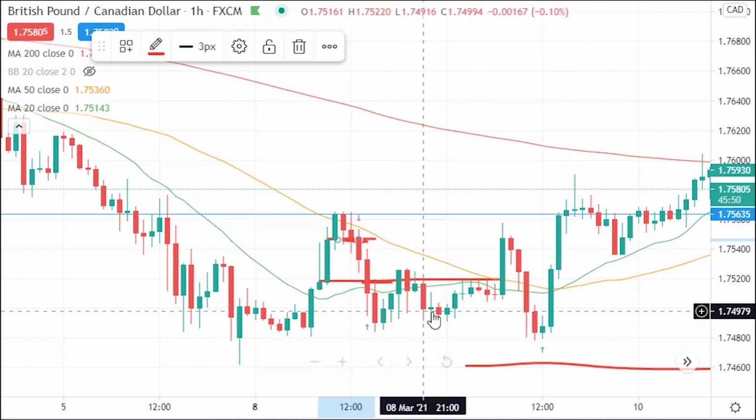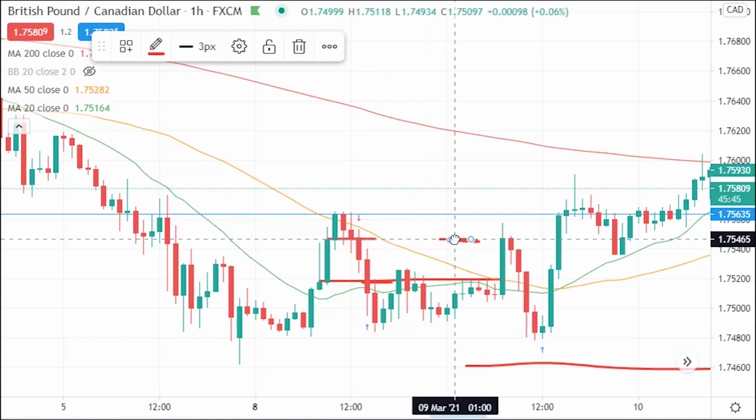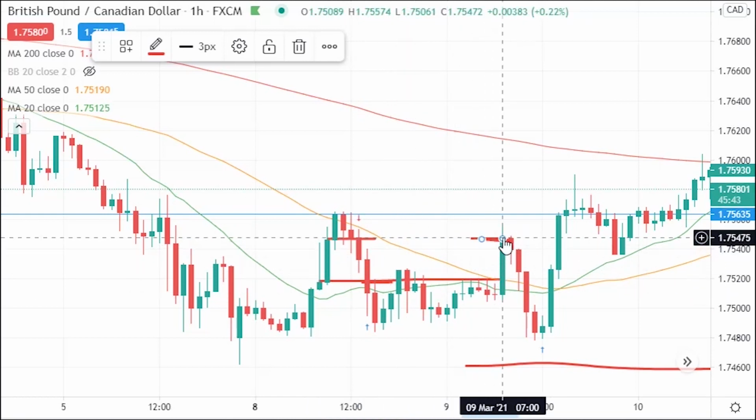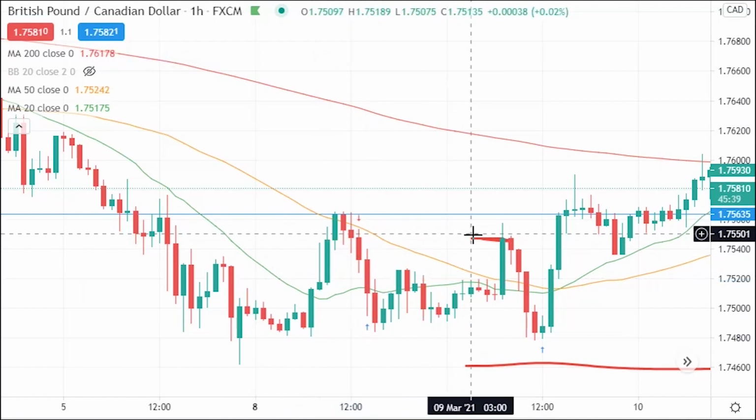On this one, price would have come back up and hit our entry here, right? If we just move this over, price would have hit our entry. So we would have gotten $50 on that, and then we would have gotten stopped out.